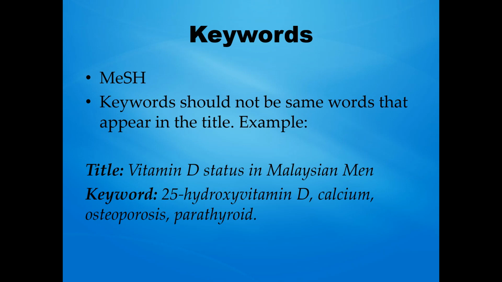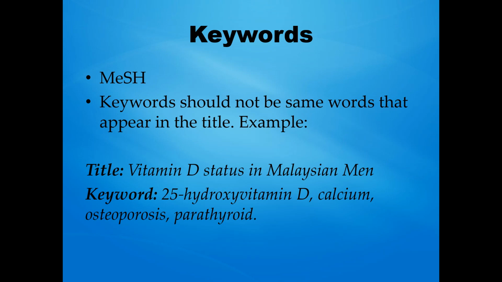Usually the requirement for keywords for the manuscript is actually to widen the search results. So the keyword should not be the same words that appear in the title. If the journal title is vitamin D status in Malaysian men, the keywords will be hydroxy vitamin D, which is a synonym for vitamin D. Calcium, which is related to the biological functions of vitamin D. Osteoporosis, which is a result of vitamin D deficiency, and parathyroid, which is also related to biological actions of vitamin D.